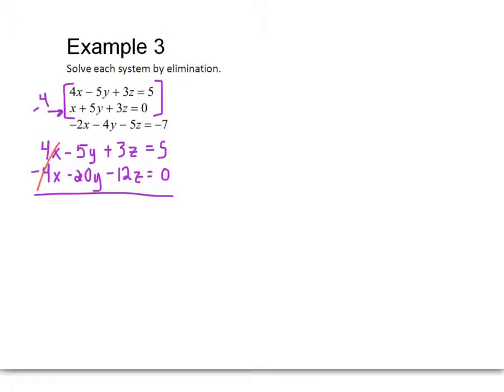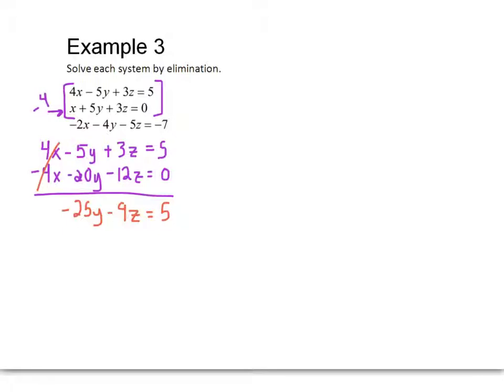So negative 5y minus 20y is negative 25y. 3z minus 12z is negative 9z. 5 plus 0 is 5. Now I've got an equation where I've eliminated my x's. Now let's do it again.